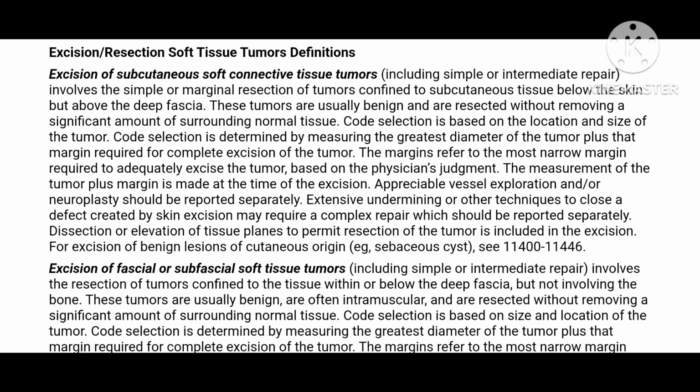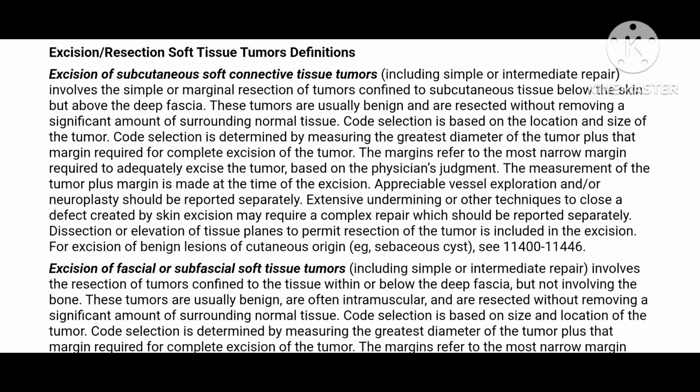After the definitions of fracture treatment, you can see the definitions of excision or resection of soft tissue tumors. If we are going to remove a tumor from the soft tissue at the subcutaneous level, that means the tumor is present below the skin but just above the muscle. So if we are going to remove such lesions, what do we have to look at? We have to look at the size of the tumor and where it is located. All these things will help you to identify the codes.